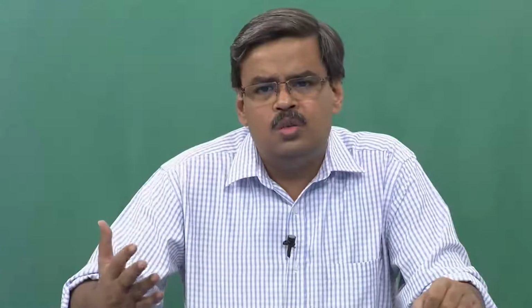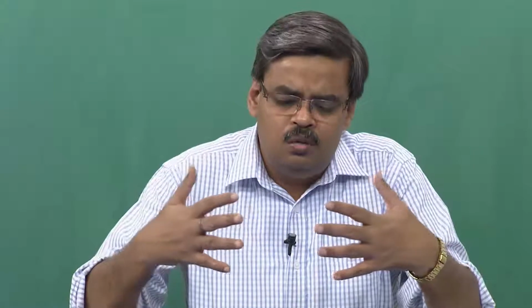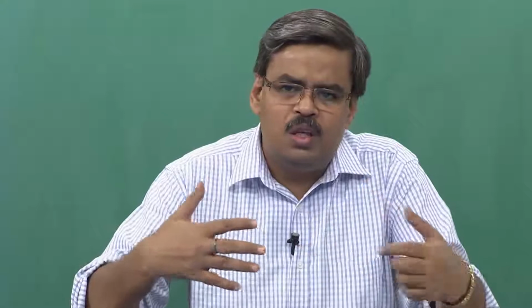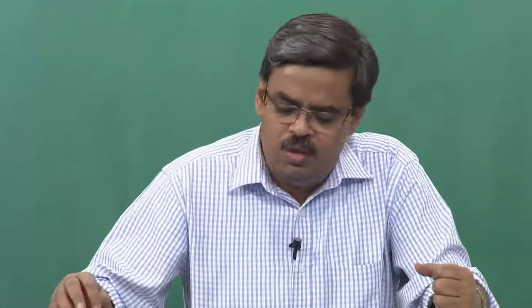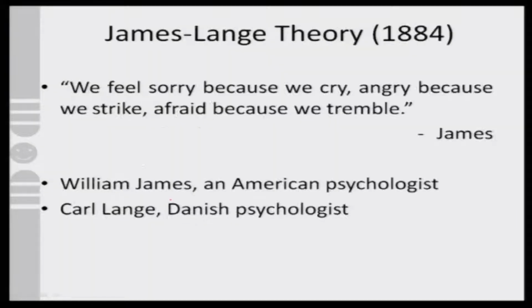So, what are those basic emotions, and how is it that when 2 emotions mix together, what is the third thing that gets generated out of it? These things we will also like to discuss here. So, let us first begin with James-Lange's theory, which was proposed in 1884.